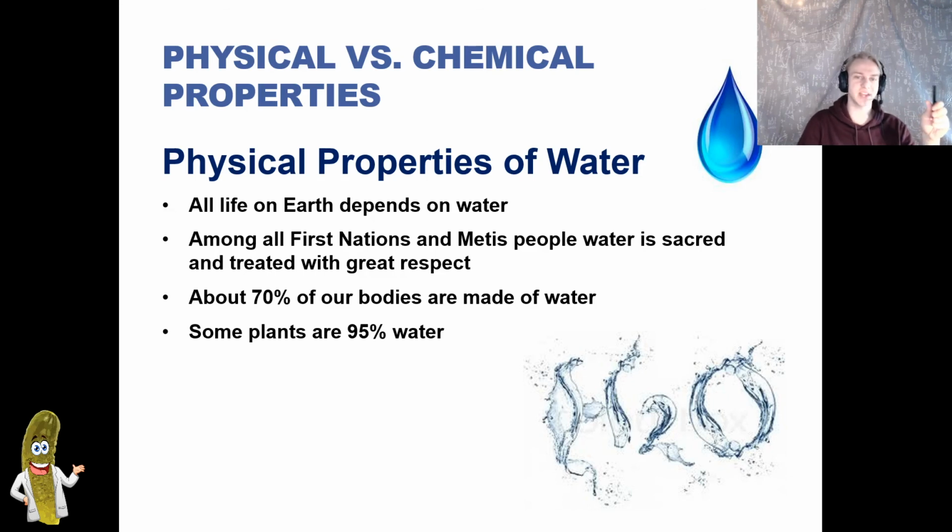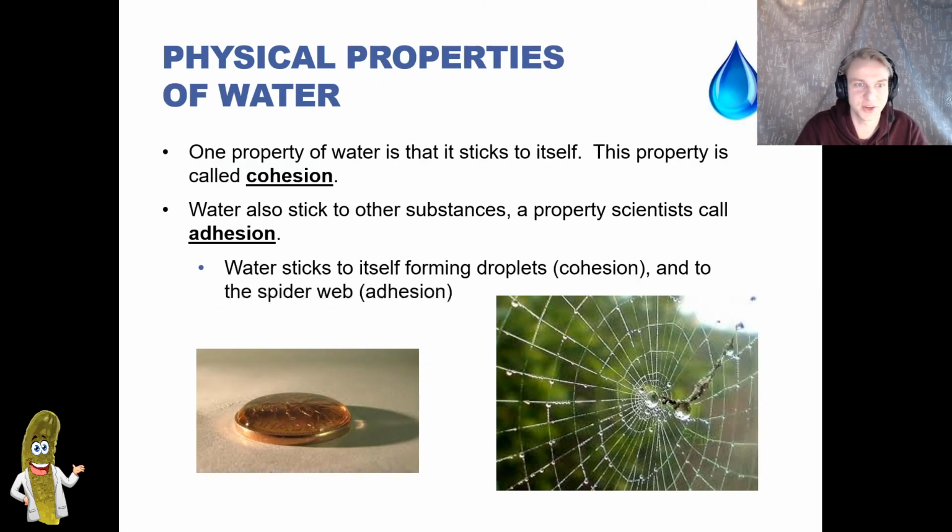About 70%, I think it's roughly 74% of our bodies are made of water. Some plants are 95% water. And so one of the jokes that I like is I can walk on a baby, and a baby is 70% water, so that means that I am 70% Jesus. It's a really inappropriate and horrible joke, but there it is for you.